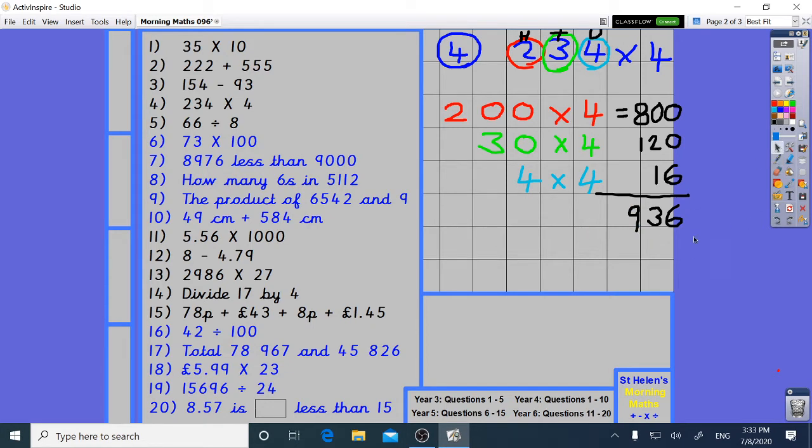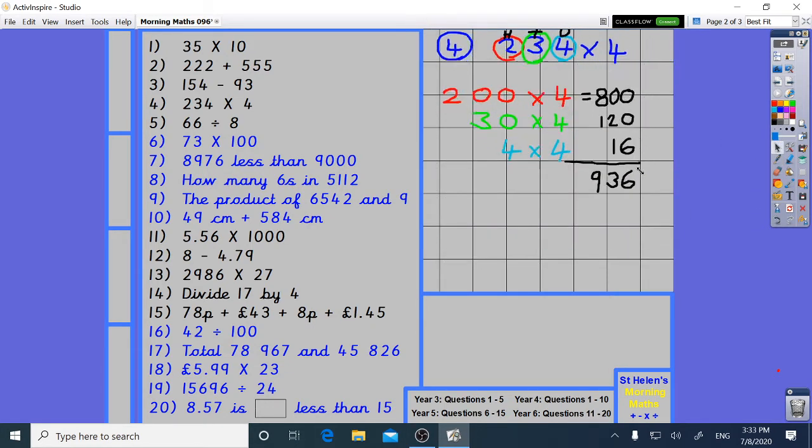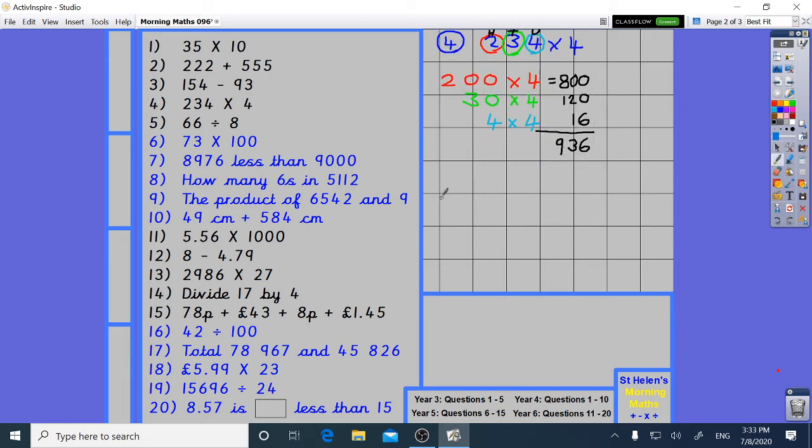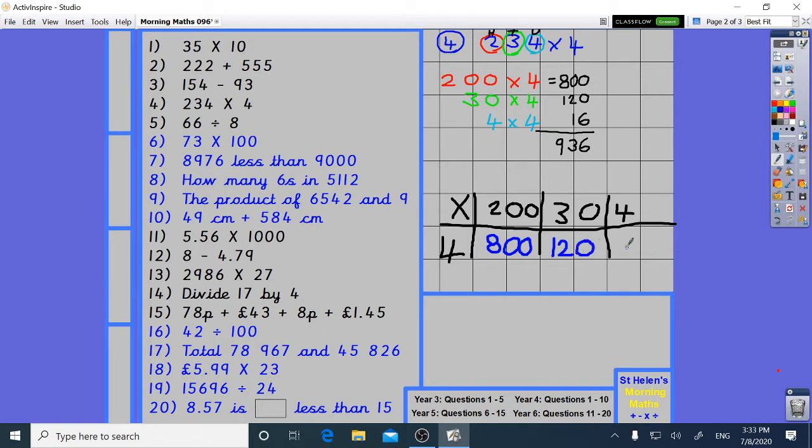936. That's probably right. I'm going to check it with the grid method, which is very similar to what I just did. So 936. I'm going to see if I get the same with the grid method. So 234 times 4 goes there. 4 times 2 is 8, place 2 zeros, because there's 2 in the question. In this box, it's going to go 4 times 3 with a 0 placed. 4 times 3 is 12. And over here, it's going to be 4 times 4. So I'll add these 3 numbers up.